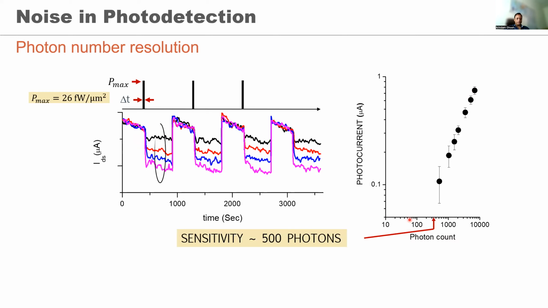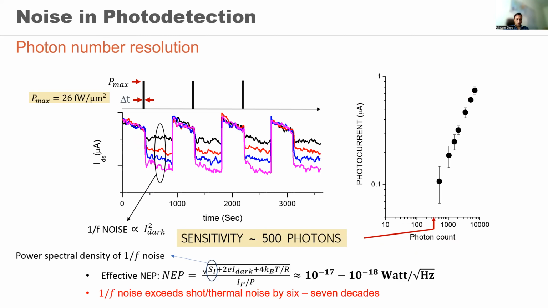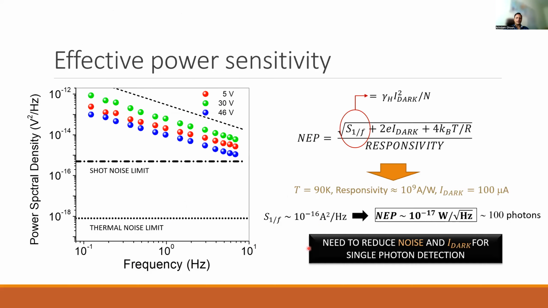Now, why is that so? The reason behind that is that the noise, in these one-shot measurements, is coming primarily from 1/f noise. So the effective noise equivalent power is given by, in addition to the shot noise and thermal noise, the 1/f noise, and we have measured the 1/f noise in our devices, which leads to a typical NEP of 10 to the power minus 17, which is about 100 photons. So that is roughly what we see in our experiment.